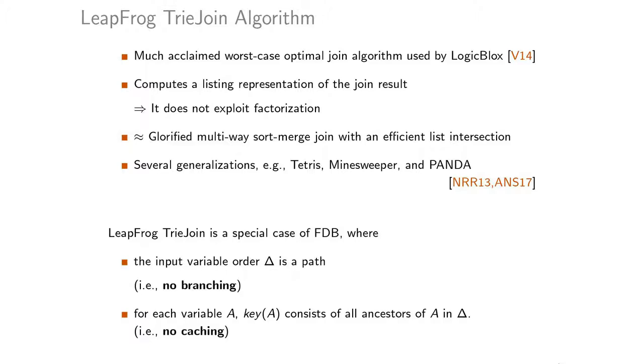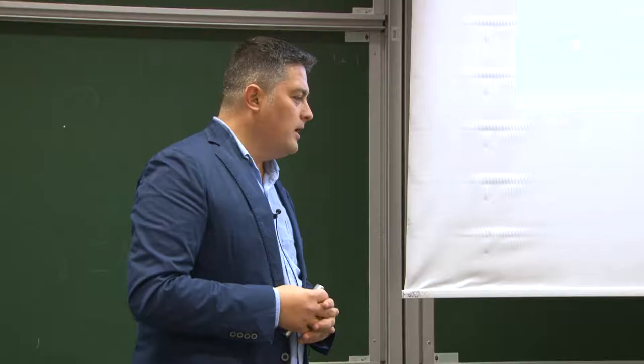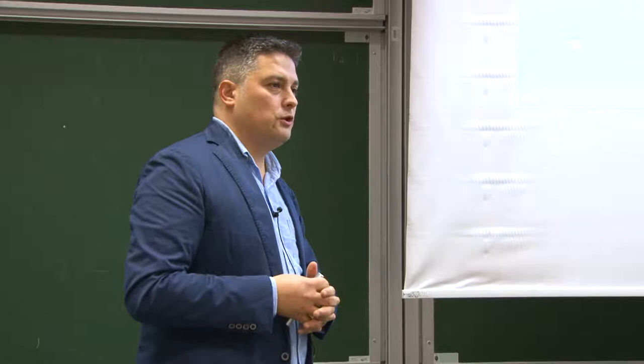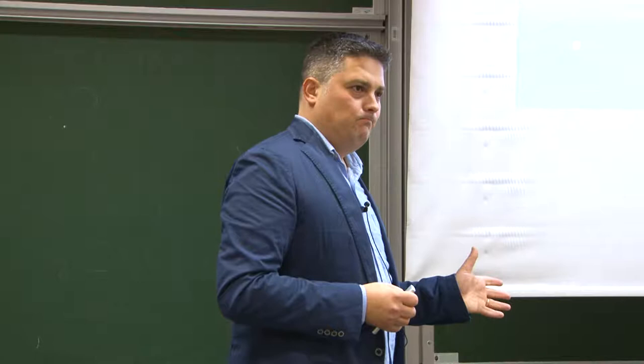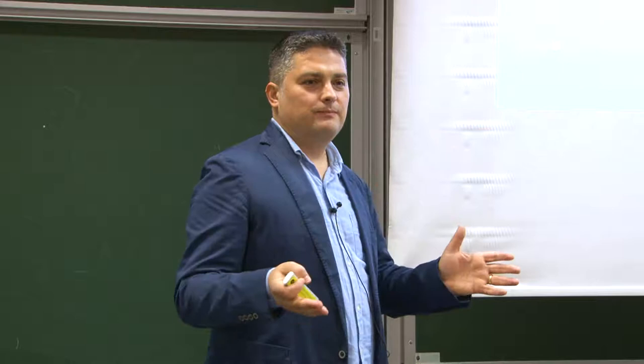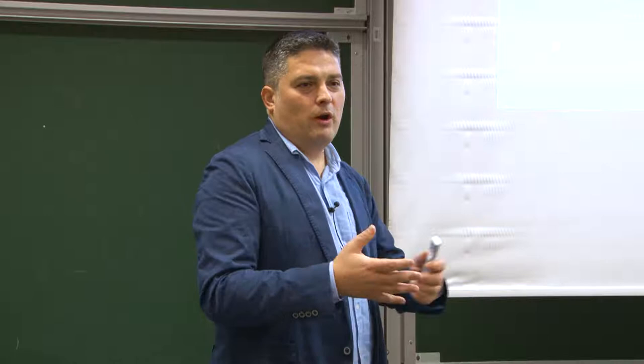This is the Leapfrog Triejoin algorithm, the much acclaimed worst-case optimal join algorithm used by the LogicBlox system. It essentially computes a listing representation of the join result. It's exactly the instantiation of what I showed you before, except that we use certain variable orders. We don't want branching and we don't want caching. That's the major difference, because we don't want compression in any way, ideally.